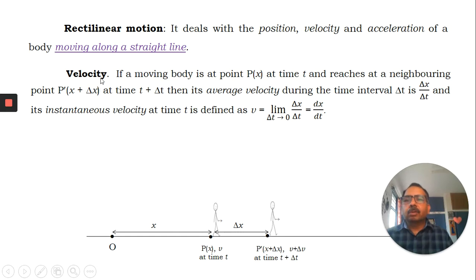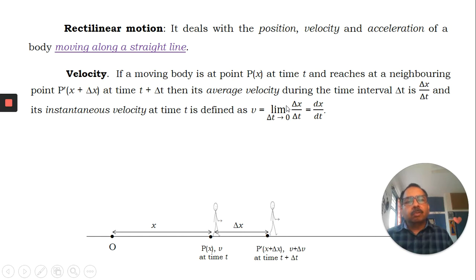So, first define what is velocity. If a body is at point P at time t and reaches a neighboring point P dash at time t plus delta t, then the average velocity during the time interval delta t is delta x by delta t. So this is delta x, distance covered in time delta t. So distance covered over time taken is the average velocity in this interval.